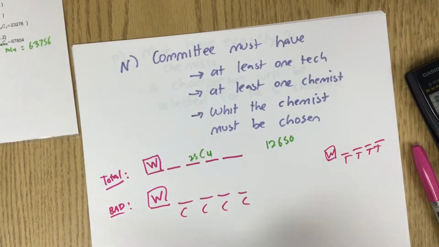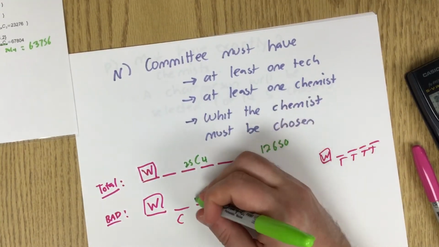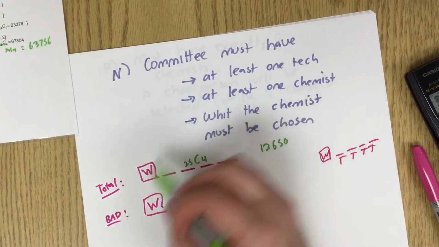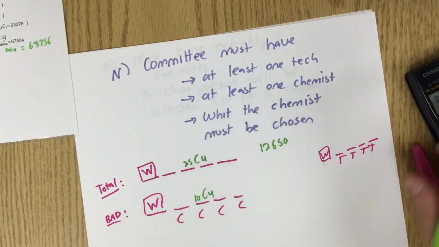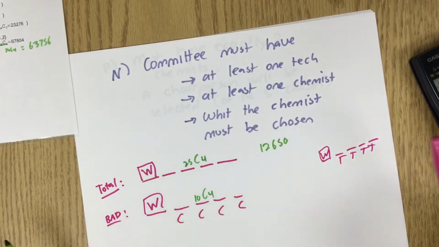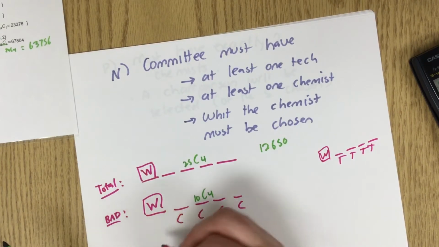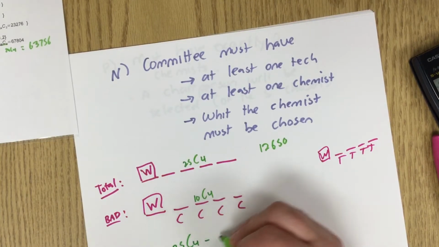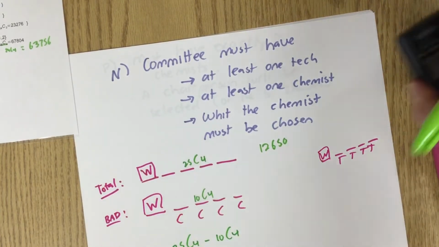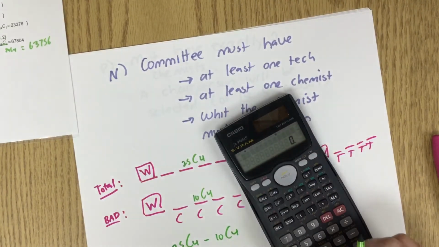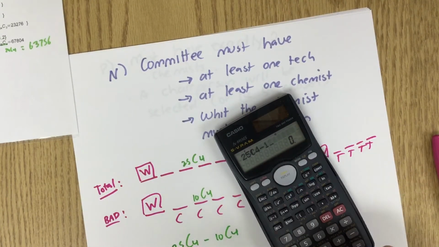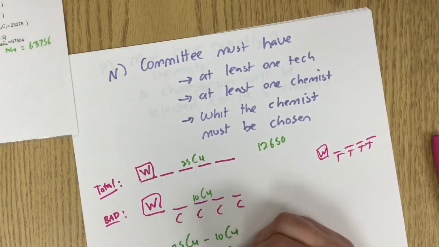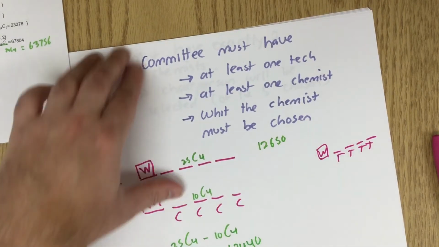So Wit is a chemist. There were 11 chemists, now there's only 10 of them. So of the 25 choose 4 committees with Wit on it, 10 choose 4 of them are bad ones. Which means that the good Wit committees are going to be 25 choose 4 minus 10 choose 4, I just spilled my markers everywhere, which is going to be 12,440.